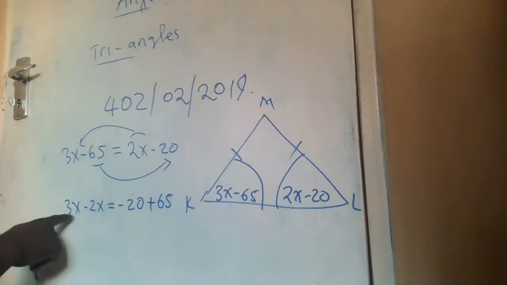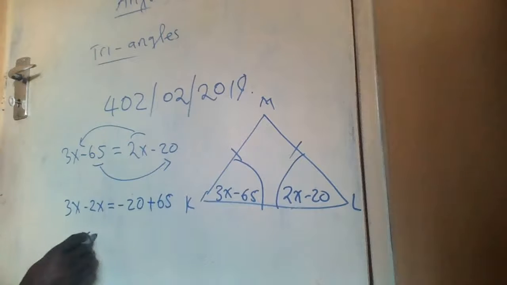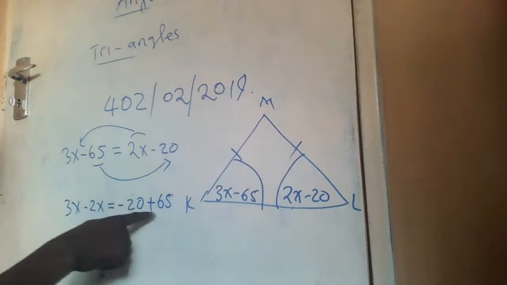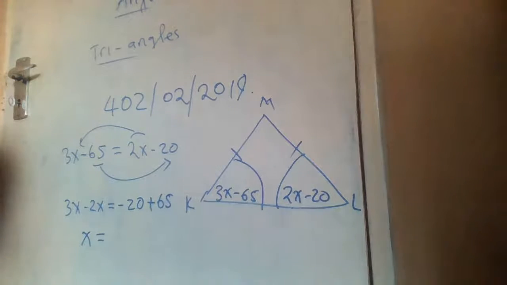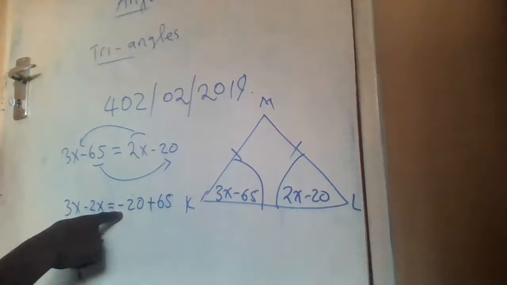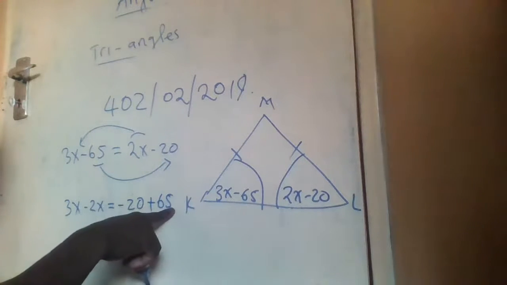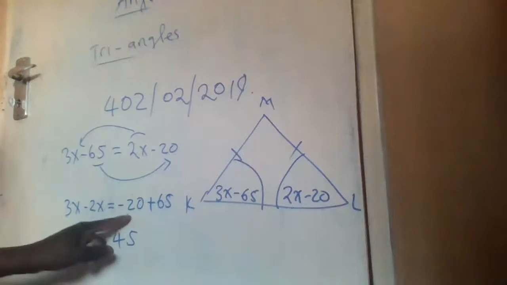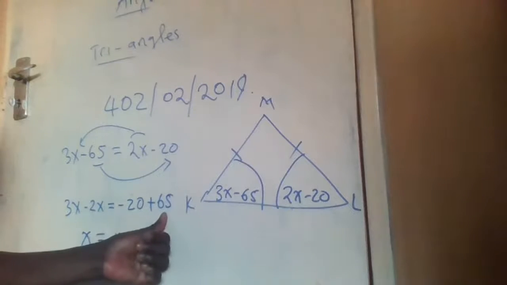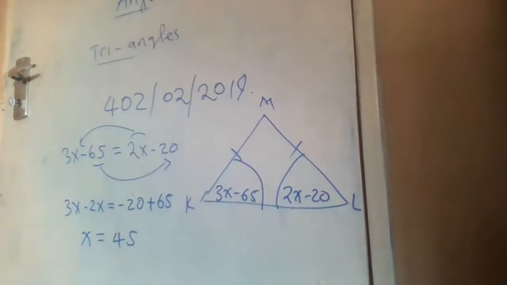So 3x minus 2x will give us x, and that is equal to negative 20 plus 65. Two different signs, you subtract and take the sign from the bigger number, according to the law of algebra. When you subtract 20 from 65, it gives us 45. And between the two, which number is bigger? 65 is bigger and the sign is positive. Therefore, the value of x is equal to 45.